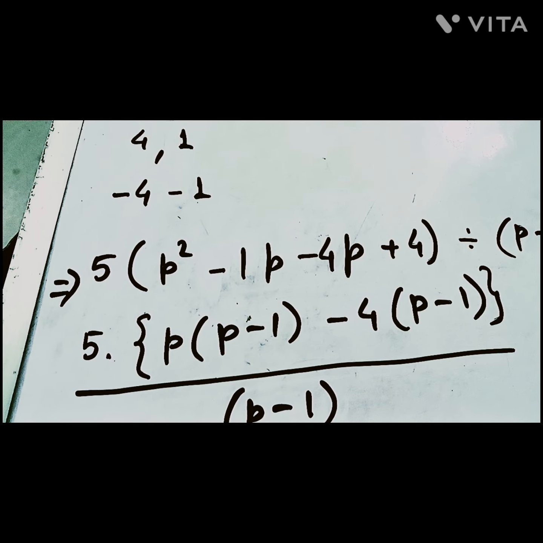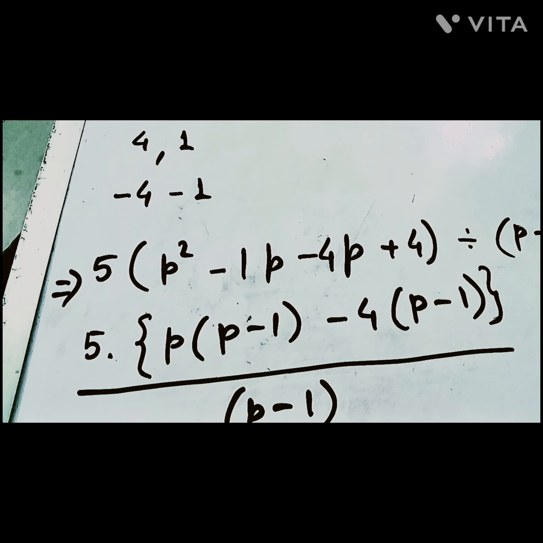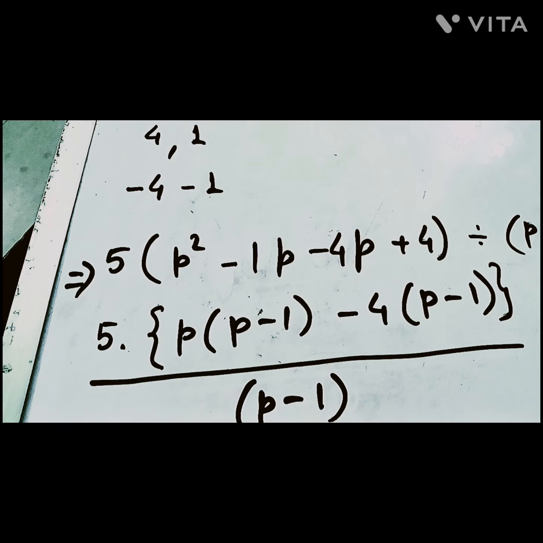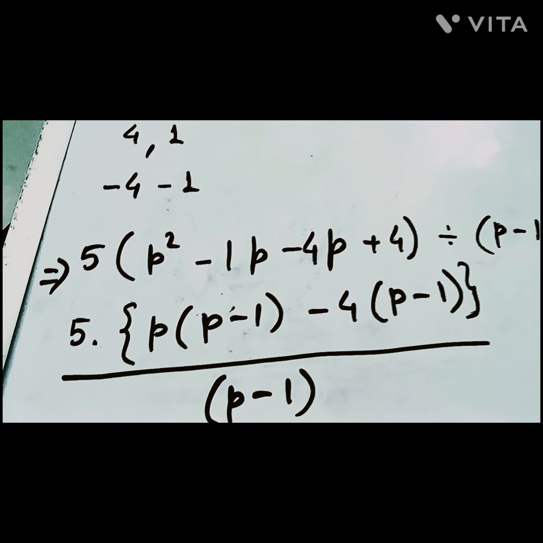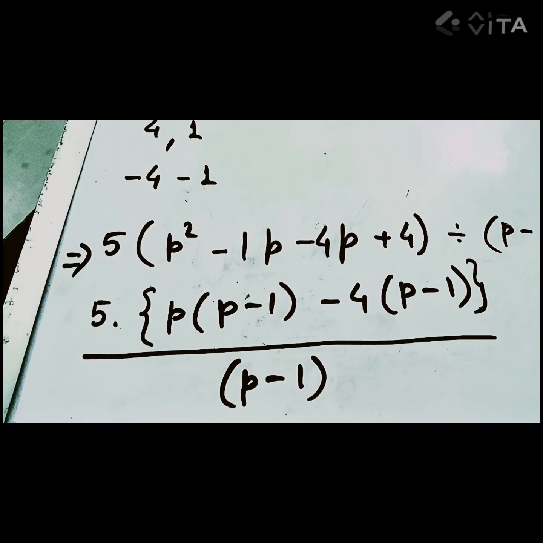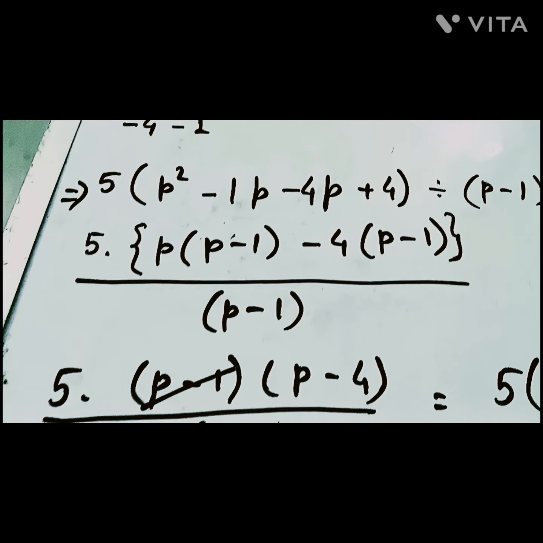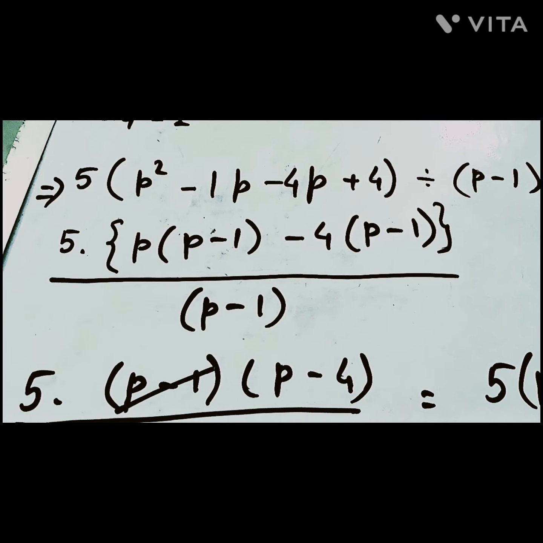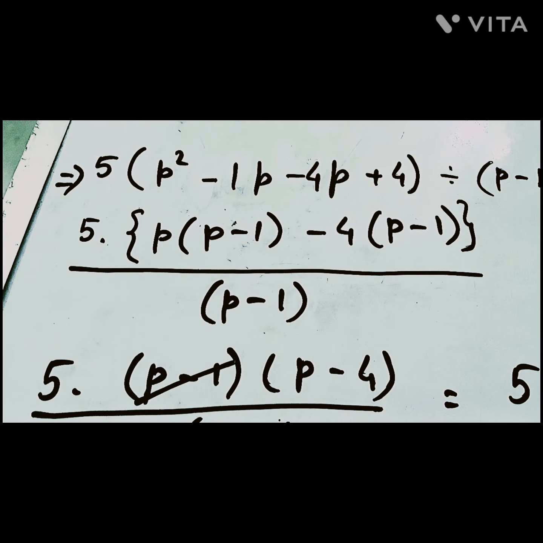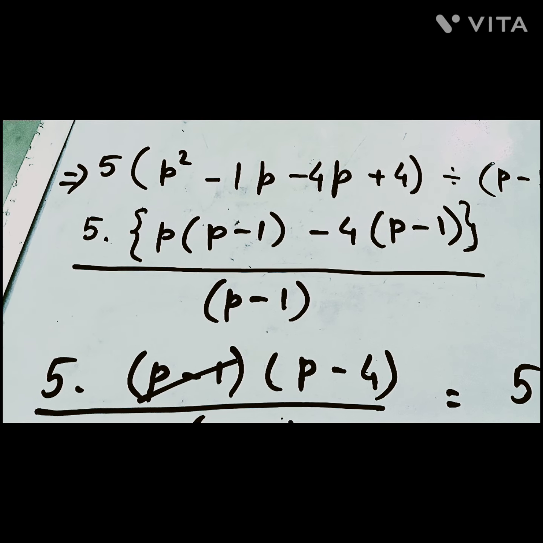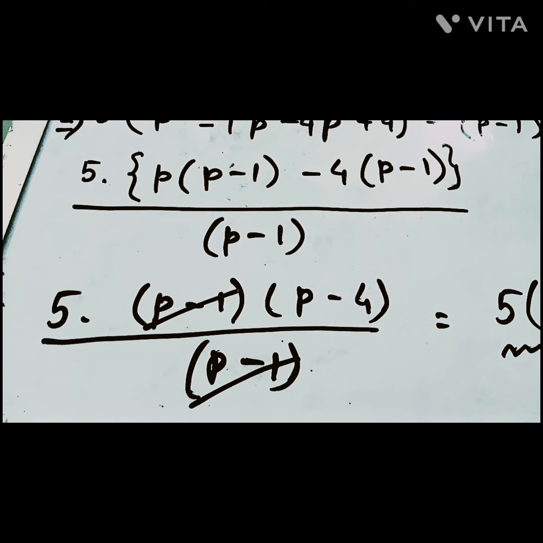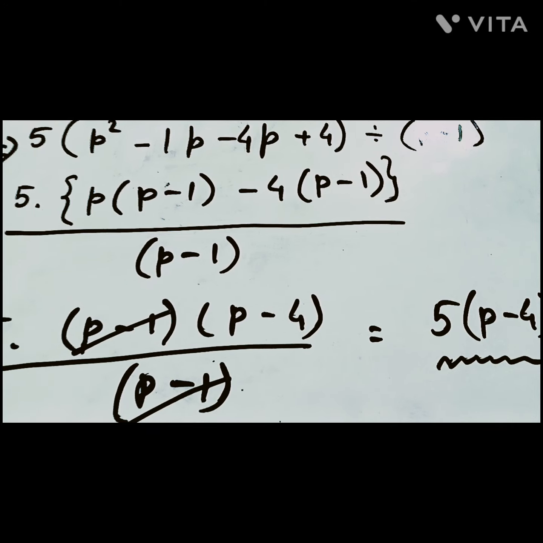The expression becomes 5 within bracket p² − 4p − 1p + 4, divided by p − 1. So we rearrange and put it in the numerator and denominator order. You can see the common factor is p − 1 and p − 4. Now p − 1 and p − 1 is cut. So what is left is 5 into (p − 4).